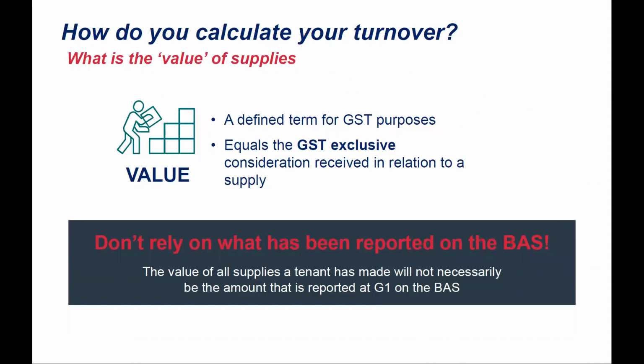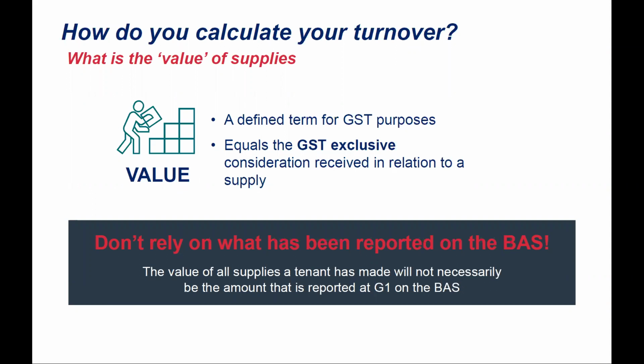Okay, how do you calculate your turnover and the value of supplies? The value of supply for declining turnover calculation is the GST exclusive consideration received in relation to the supply. Again, the relevance of this is to say that you can't just rely on the figure that's reported at G1 as total sales on your BAS when you're performing your decline in turnover. One of the reasons is that total sales, G1 on the BAS, is usually a GST inclusive amount, unless of course you're reporting using the simplified method of completing BAS, whereas the decline in turnover calculation requires GST exclusive amounts.